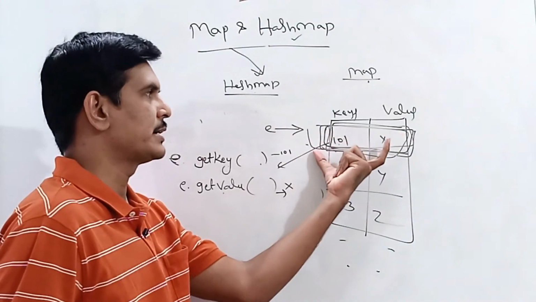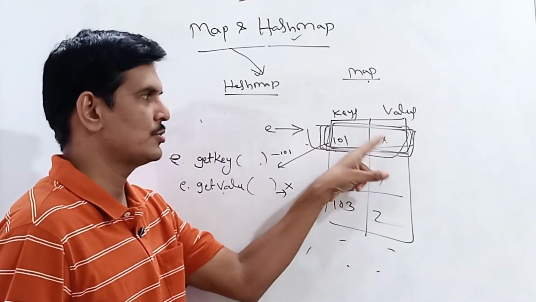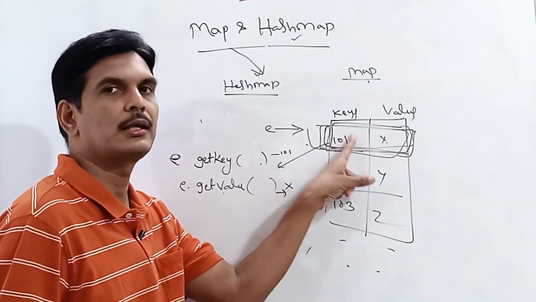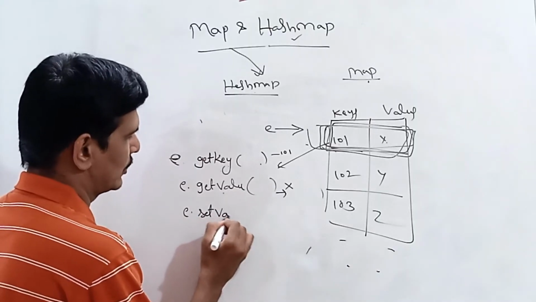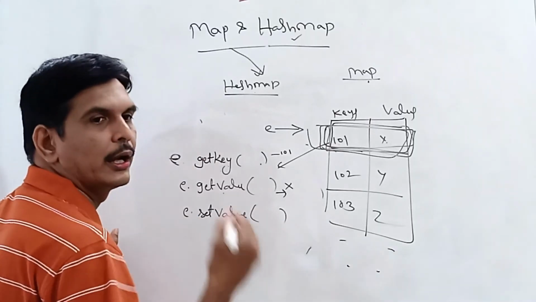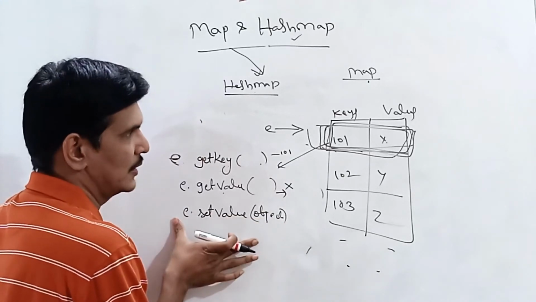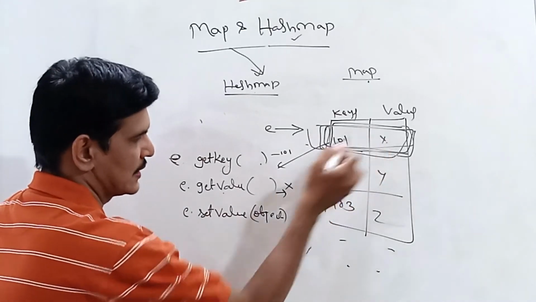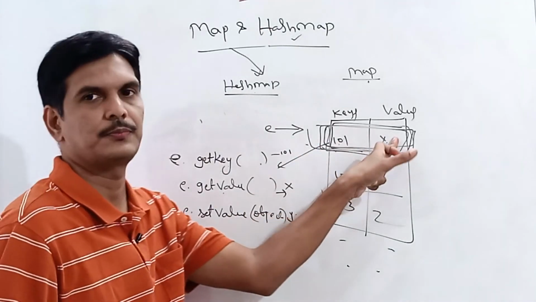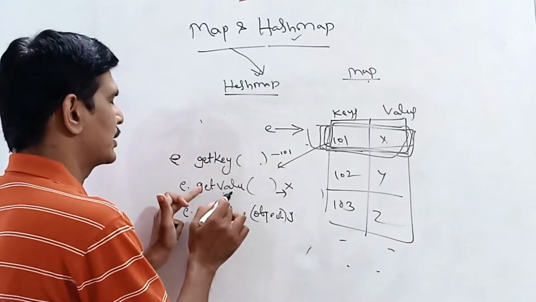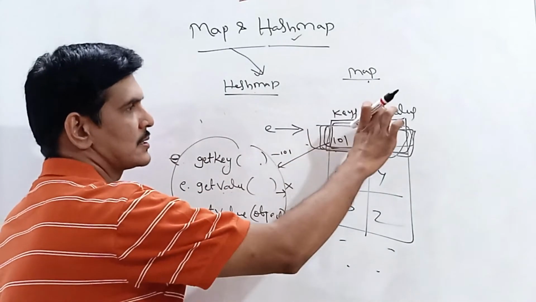And suppose I want to set a new value here. I have captured the entry 101x from the map, but I want to change the current value x for the 101 key. Then what I can do is e.setValue. Here we have to pass an object parameter. Suppose x is there, I want to change it to some different value called y, then I can change that value. So getKey, getValue, setValue: these three methods work with entry.